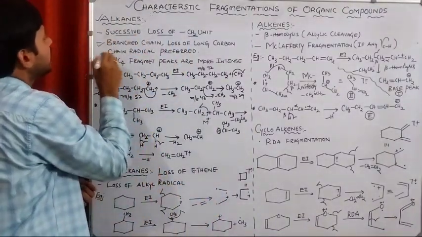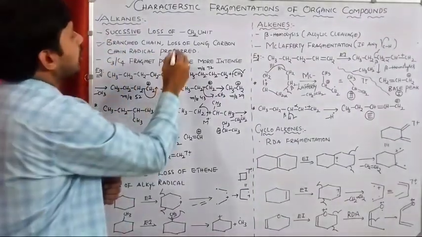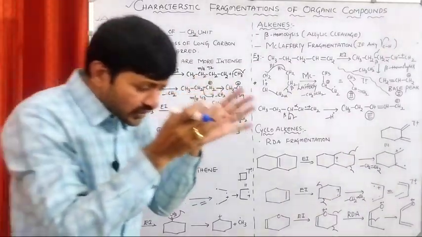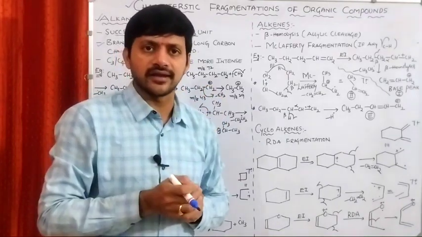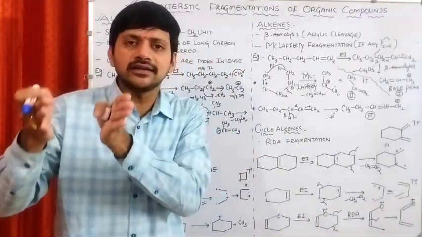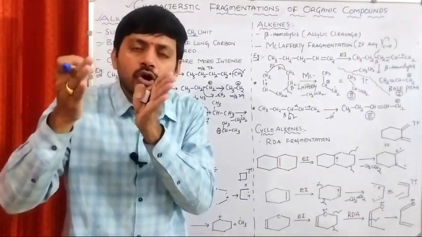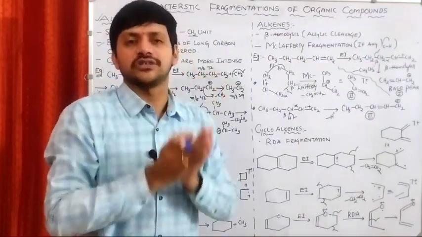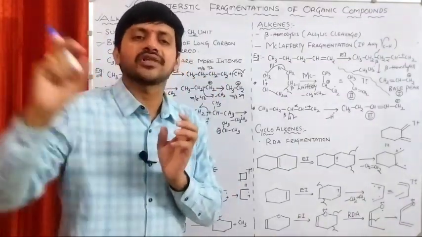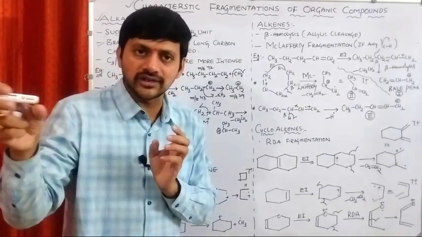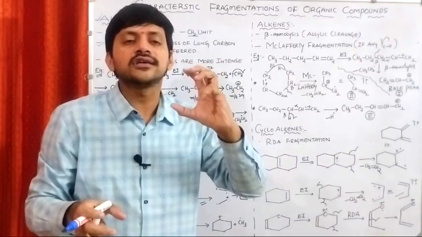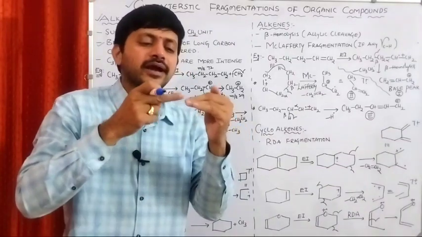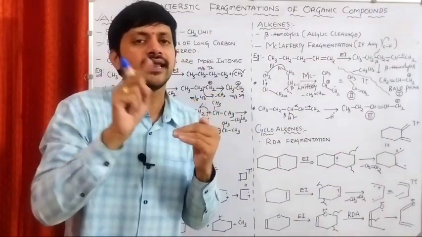The second one is what? In case of the branched chain alkanes, loss of the long carbon chain radical is preferred. It means if you take any branched chain alkane, we have the branch and the remaining straight chain part. The straight chain part will always be removed in the form of a radical. The branch should have the positive charge. Why? Because compared with the carbons in a straight chain, branched chain carbocations are highly stable. That's why the branch always gets the positive charge, and the remaining straight carbon chain gets the radical character.